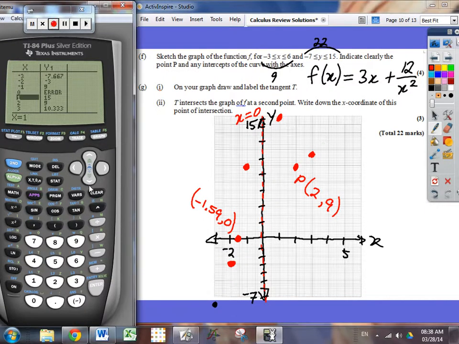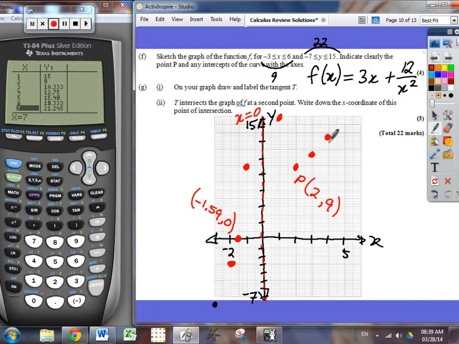Let's scroll down so I can see my remaining 3 values. At 4, I'm at 12.75. At 5, I'm at 15.48, so I'm already slightly off, and of course I won't be able to see me at 6. And so let's just smoothly connect the dots. And you end up getting a graph that looks like that. And I've indicated all of the important features: the label of the asymptote, the label of the minimum, and the label of the x-intercept. So that's a complete graph.